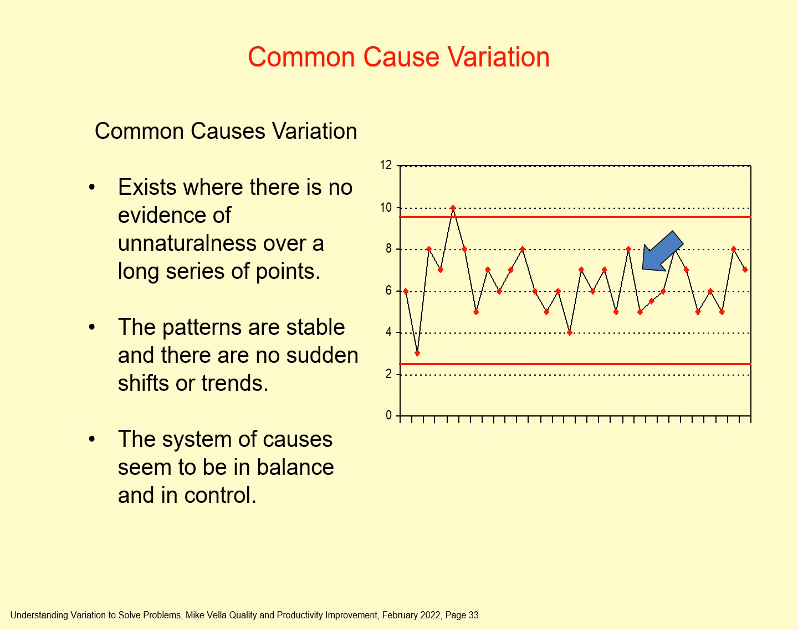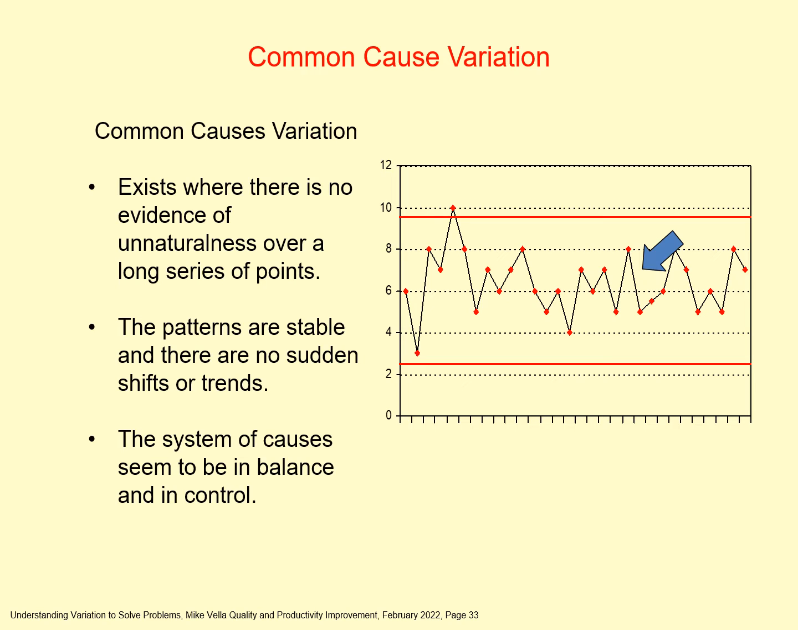So recall what we said, common cause variation exists when there's no evidence of unnaturalness over a long series of points. Now, you can see that there is about the 3rd or 4th point there. There's a point beyond a control limit. Let's say we've addressed that. And then from that point on, the distribution of, in this case, averages illustrated by the average chart there, indicating a pretty good randomness. We'd say that process is in control.